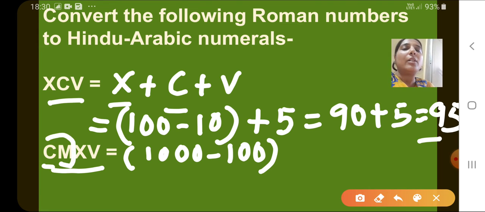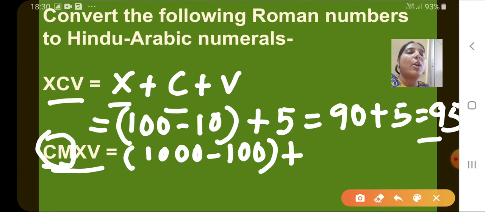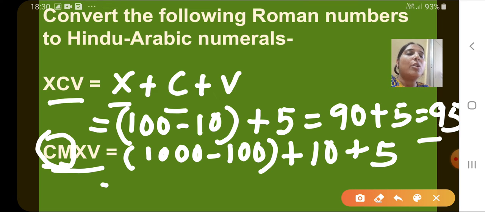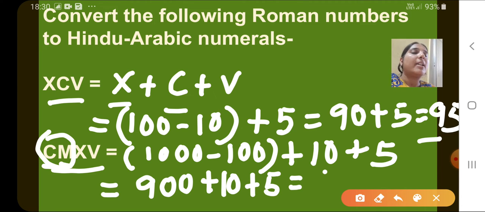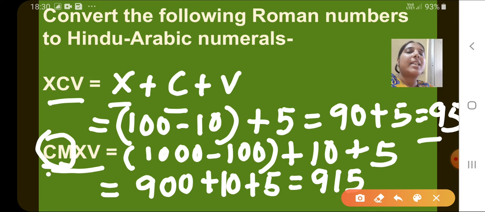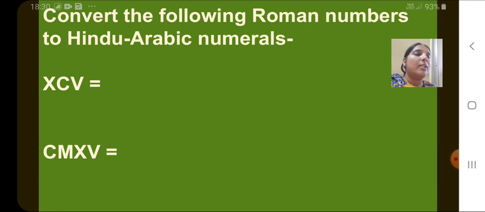This CM. Okay. And now we will write the value for X and V. So X stands for 10 whereas V stands for 5. So 1000 minus 100, what we will get? 900 plus 10 plus 5. So together what we will get? Altogether 915. Okay. So it means CMXV stands for the value 915. Okay. Got it, children?